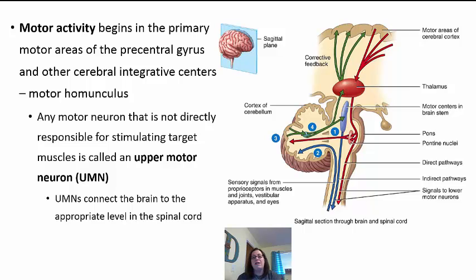So any motor neuron that is not directly responsible for stimulating a muscle, okay, it's not talking directly to the muscle, which means this neuron is found in your central nervous system, your brain or your spinal cord, is called an upper motor neuron, or a UMN. These connect the brain to the appropriate level in the spinal cord. So if I stubbed my toe and I want to acknowledge that and grab it with my hand, these upper motor neurons are going to communicate that and allow me to move in that particular direction.